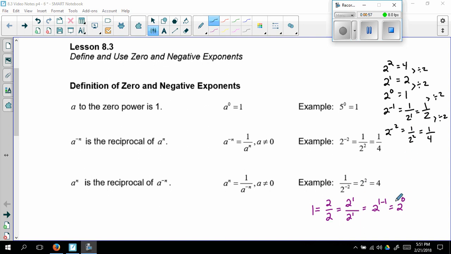Another way to think about it is using your rules that we had for quotients. So 1 is equivalent to any number over itself, so I just picked 2 over 2. I can think of these as 2 to the first power divided by 2 to the first power. I can use my exponent rules and subtract the exponents. 1 minus 1 is 0. So hence 2 to the 0 power is 1. So pause the video, jot that stuff down, and then go to the next page.